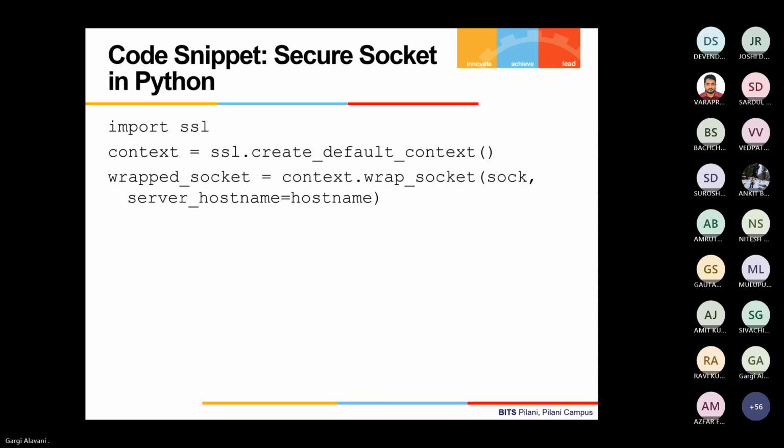Then once the context is created, you set up the secure default configuration, and then you use the wrapped socket. This helps you take any existing socket that you already have and wrap it with SSL or TLS functionality. So basically, you are telling the SSL context that this is the socket now, and you encrypt all the communications that are happening through this socket.